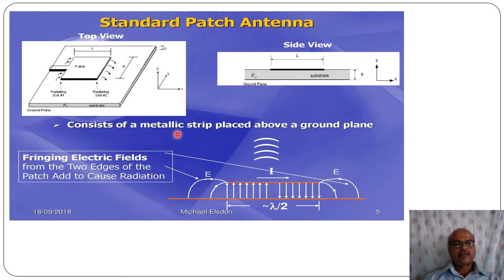And this consists of a metallic strip placed above a ground plane. So this is a standard patch antenna, and this is a side view of that patch antenna.